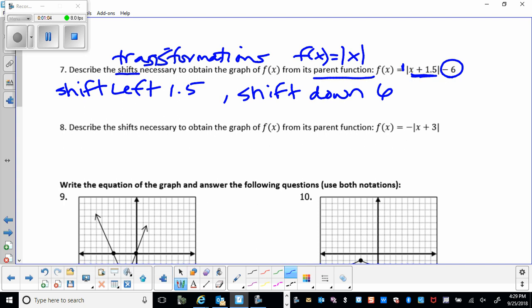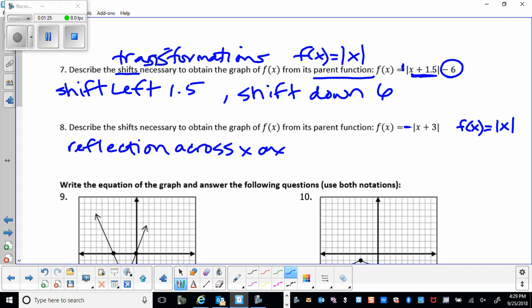All right, now for number 8, you just look at what you've got. So the parent function, again, is going to be f of x equals the absolute value of x. The only thing I've added here is a negative in front, so that's going to reflect, right? That's going to be a reflection across the x-axis. And the x plus 3 is going to shift it to the left 3. All right, that'll be a horizontal shift.